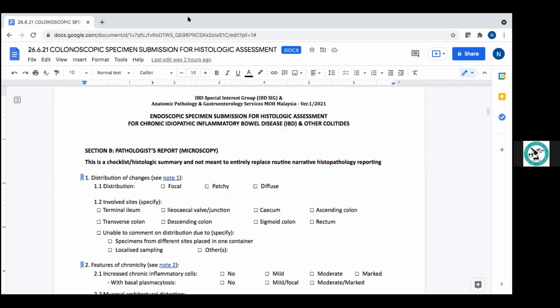Next question from Dr. Fazila Hassan. What is the most distinctive pattern in SRUS versus UC, as both can share similar features in biopsy?